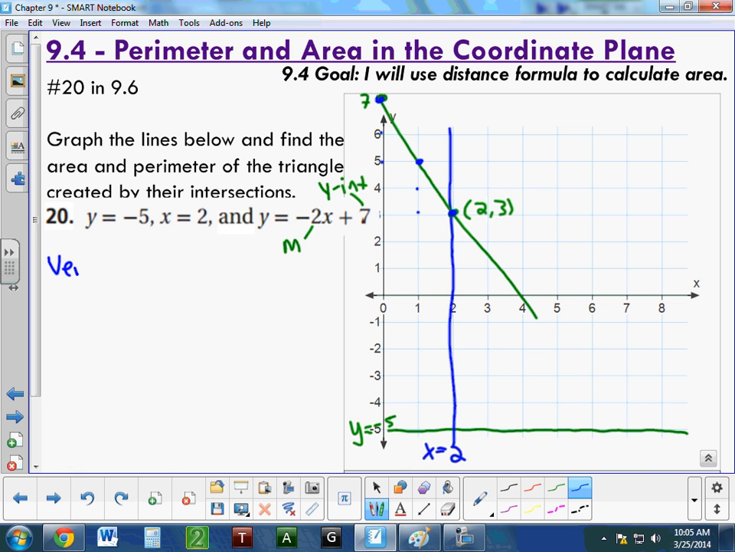So one of the vertices of this triangle, I'm going to call it vertex A, is going to be at 2, -3. So I'm going to call this A. Vertex B, obviously, you can see is down here already. It's down at 2, -5.